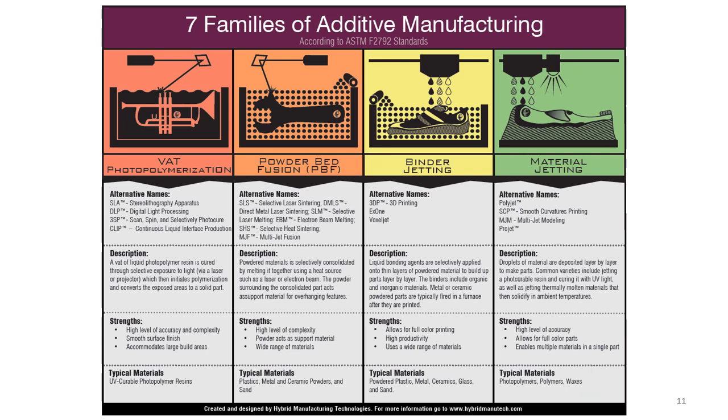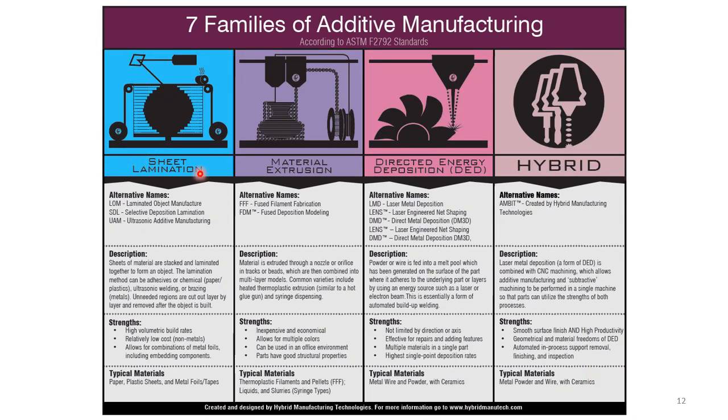Next come the sheet laminates, or we call it the laminated object manufacturing process. There is also selective deposition lamination. Here the sheets are stacked and laminated together to form an object. Typically paper, plastic sheets or metal foils and tapes are used.